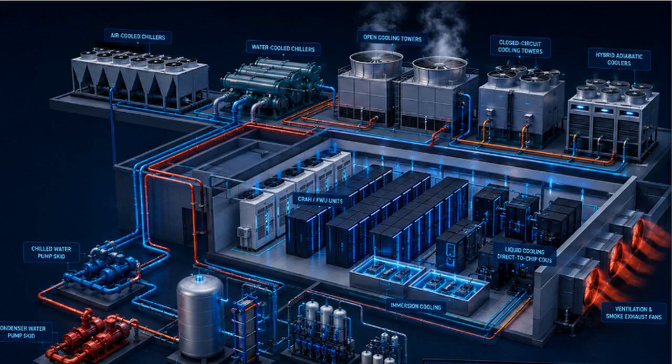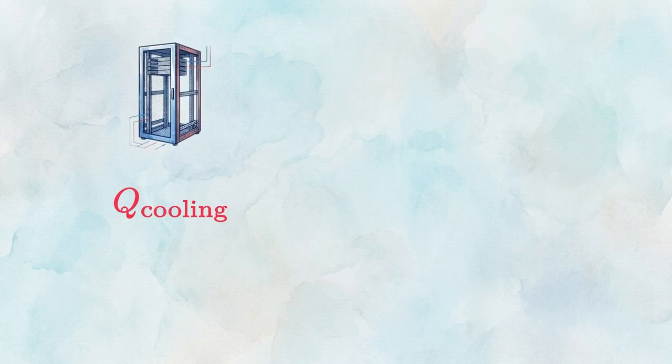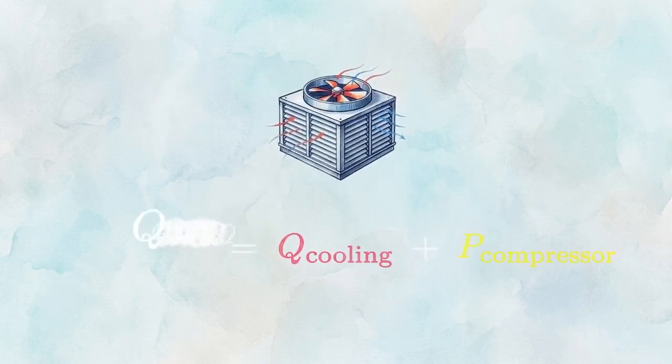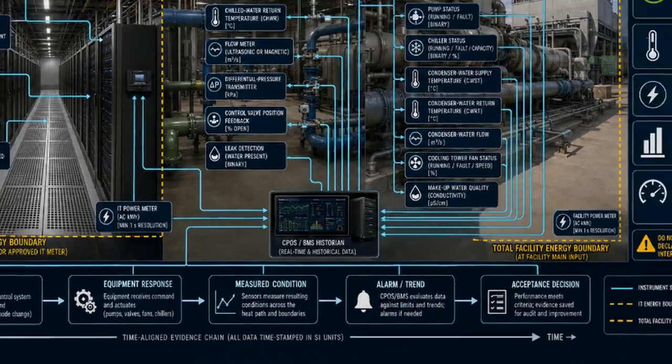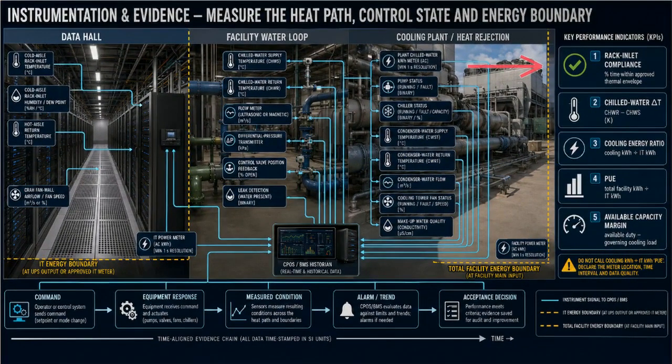chillers and cooling towers. The heat rejection equation defines the total thermal burden on the mechanical plant. External condensers dissipate the primary cooling load from the IT racks, along with the supplemental heat generated by the compressors themselves. To verify that this entire process is operating efficiently, we rely on a chiller plant optimizing system. This dashboard tracks real-time key performance indicators, such as rack inlet compliance and available capacity margin, providing the raw data needed to monitor system performance.